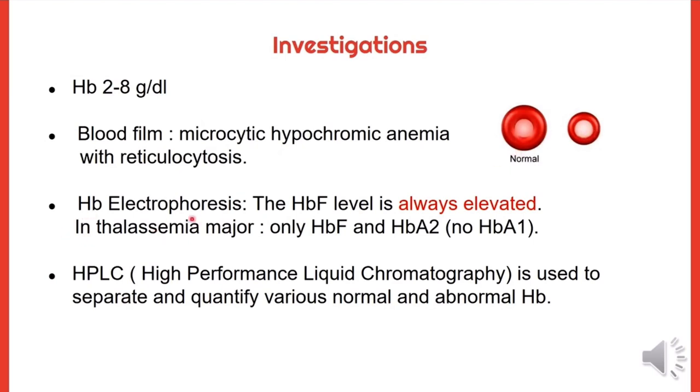Hb electrophoresis, the HbF level is always elevated in those patients. And in thalassemia major, there is only HbF and HbA2. There is no HbA1. HPLC, high-performance liquid chromatography, is used to separate and quantify various normal and abnormal hemoglobins.